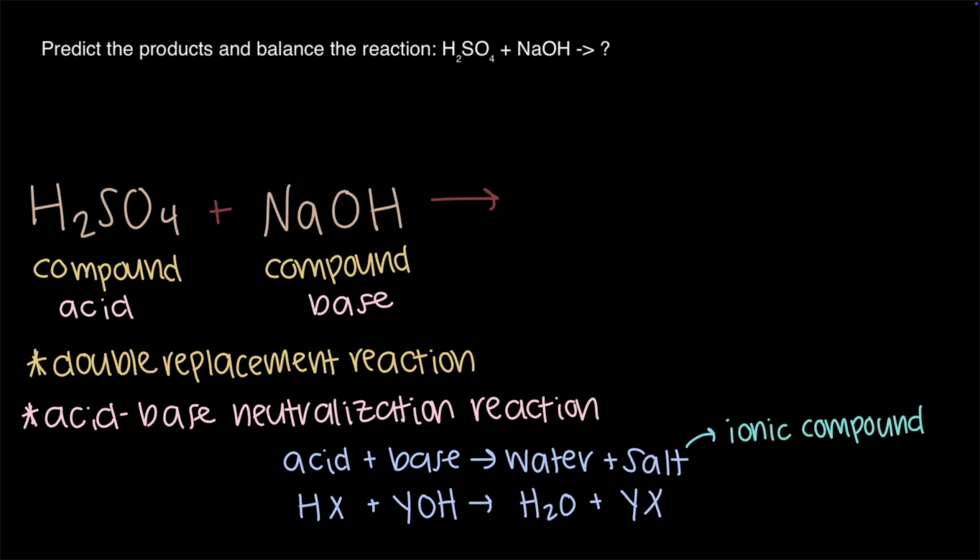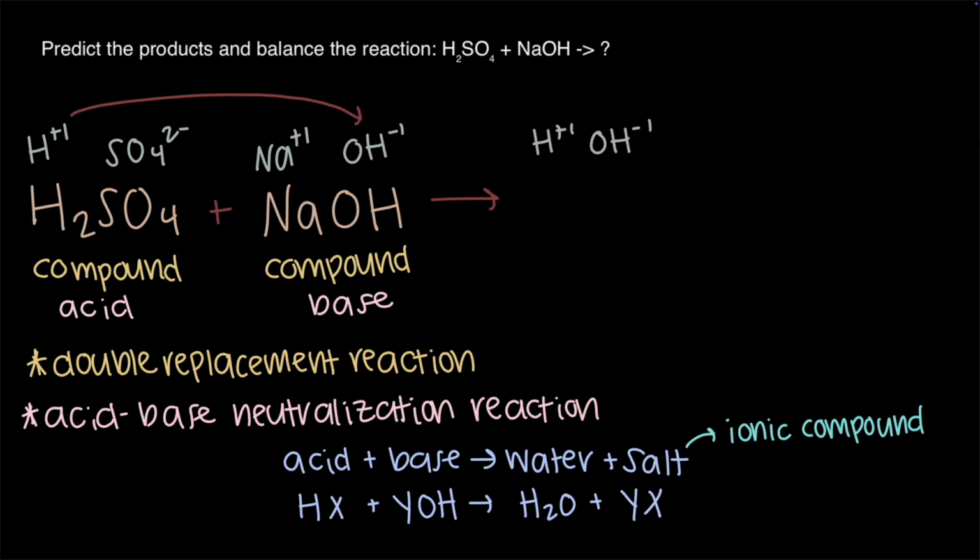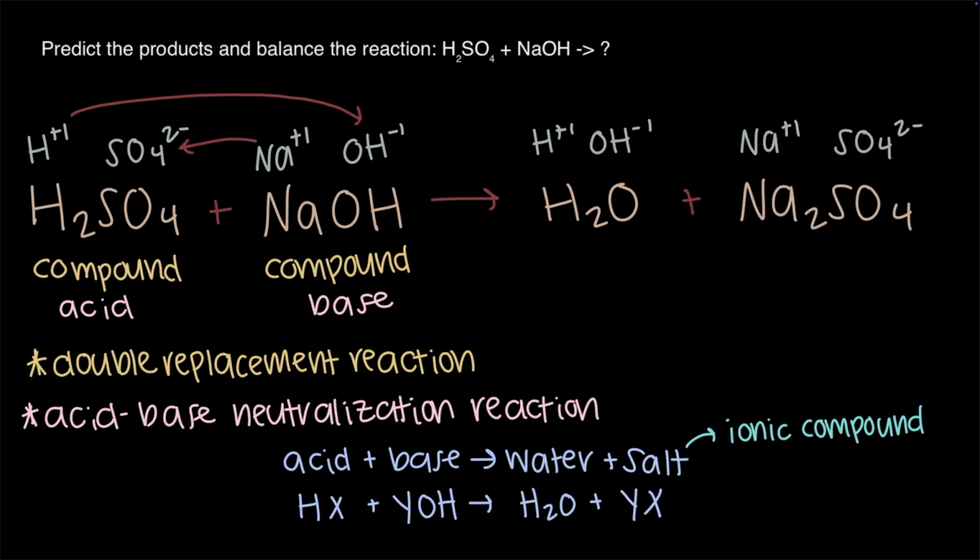Writing down the charges for each element, H has a +1 charge, SO4 has a 2- charge, Na has a +1 charge, and OH has a -1 charge. H+ and OH- will bond to create H₂O. Na+ and SO4²- will bond to create Na₂SO4, and we can now balance the equation. We need 2 NaOH and 2 H₂O.